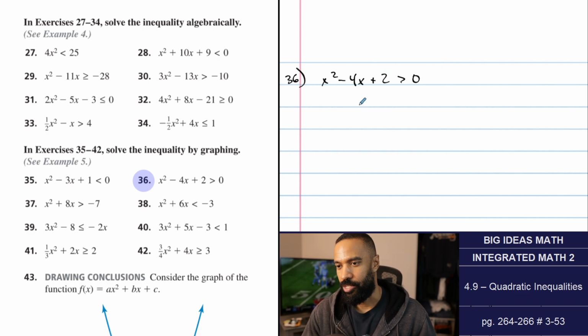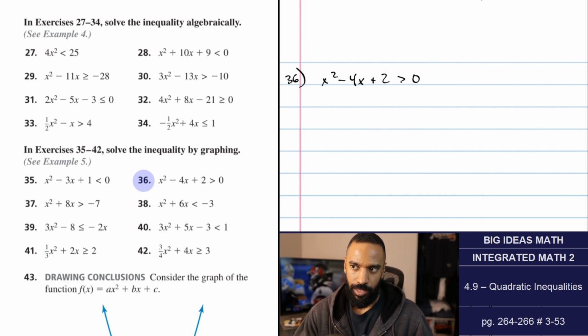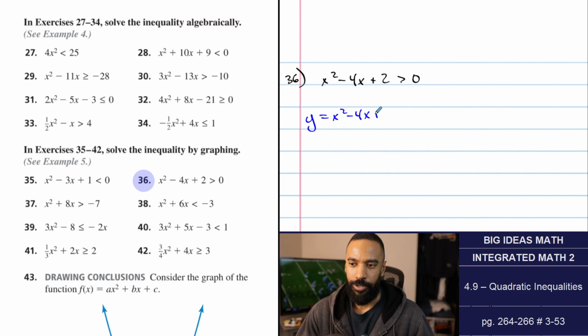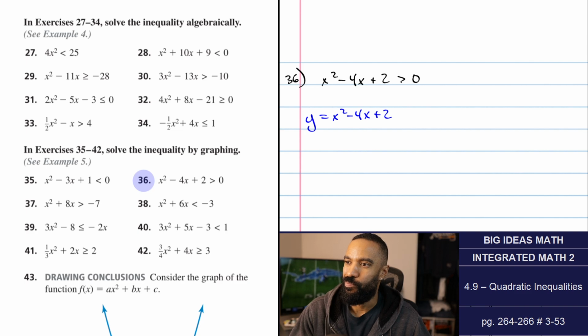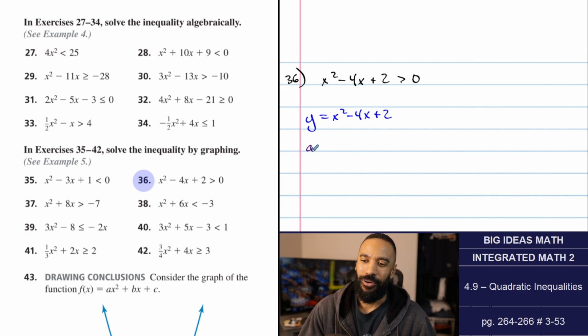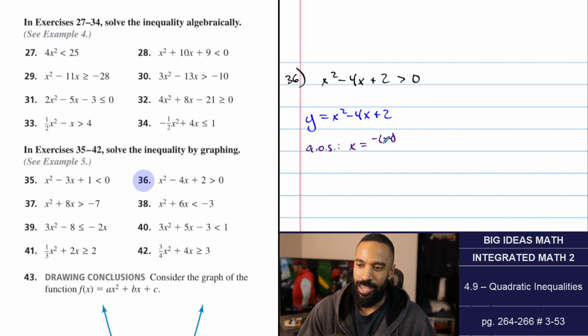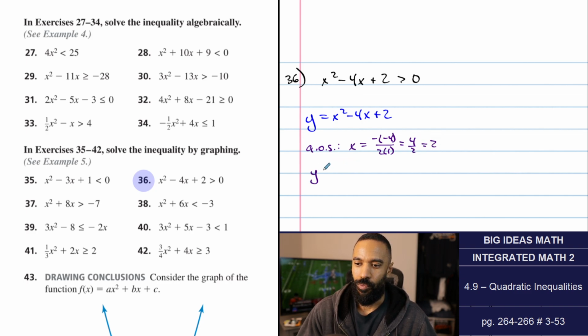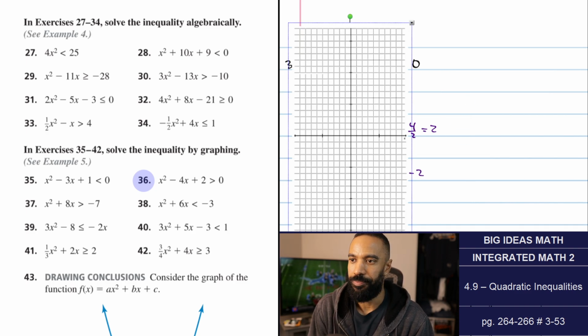So on number 36, what I'm going to first do is graph it first. Let's do a y equals graph version of this. I kind of want to do completing the square. Our axis of symmetry, the x value is negative b over 2a, which is 2. The y value is 2 squared minus 4 times 2 plus 2. That's 4 minus 8, which is negative 4 plus 2 is negative 2. So your vertex is at 2, negative 2.